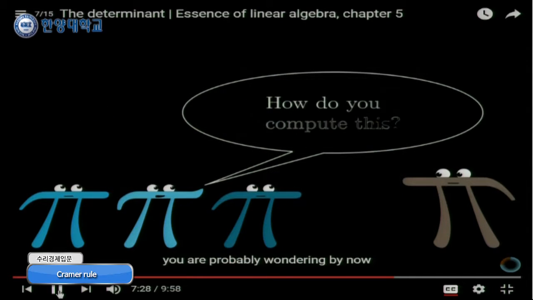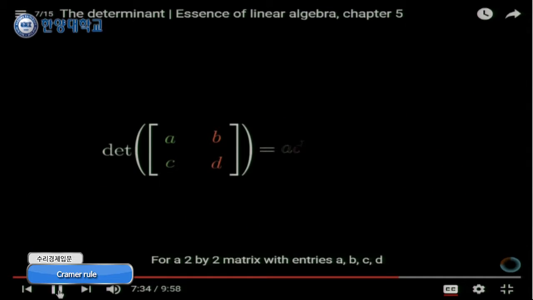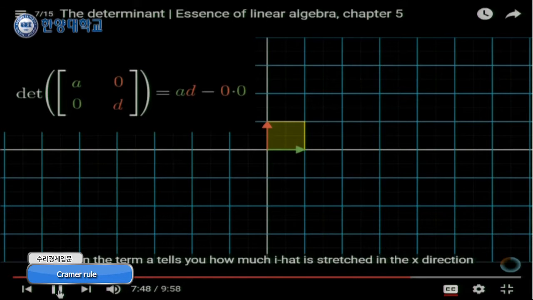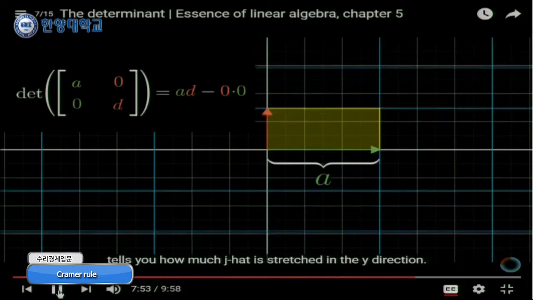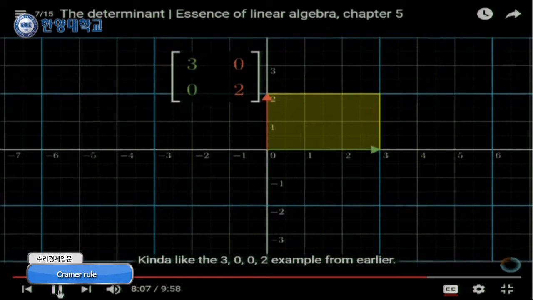So, if you haven't seen it before, you're probably wondering by now, how do you actually compute the determinant? For a 2 by 2 matrix with entries a, b, c, d, the formula is a times d minus b times c. Here's part of an intuition for where this formula comes from. Let's say that the terms b and c both happened to be 0. Then the term a tells you how much i hat is stretched in the x direction, and the term d tells you how much j hat is stretched in the y direction. So, since those other terms are 0, it should make sense that a times d gives the area of the rectangle that our favorite unit square turns into, kind of like the 3002 example from earlier.